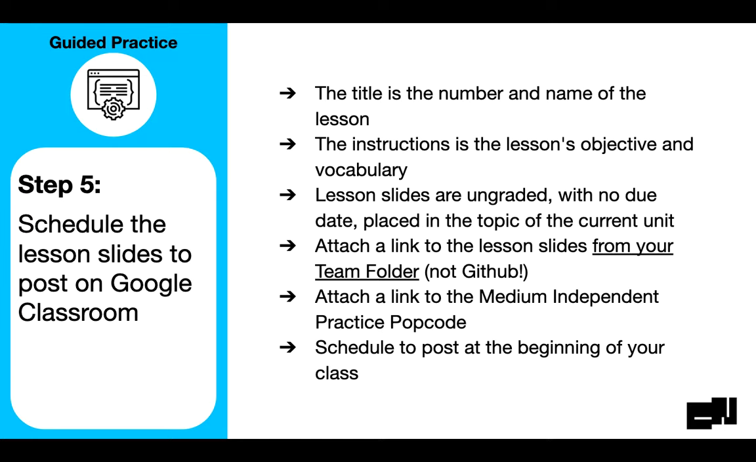You'll make the title, the number, and name of the lesson. The instructions will be the lesson's objective and vocabulary as found on the slides. You'll make the lesson slides ungraded with no due date and place it in the topic of the current unit. Next, attach a link to the lesson slides from your team folder, not from GitHub. Attach a link to the Medium Independent Practice popcode and schedule this to post at the beginning of your class.